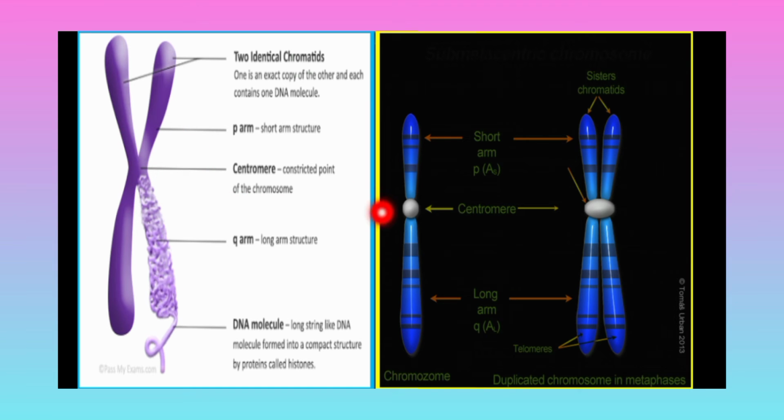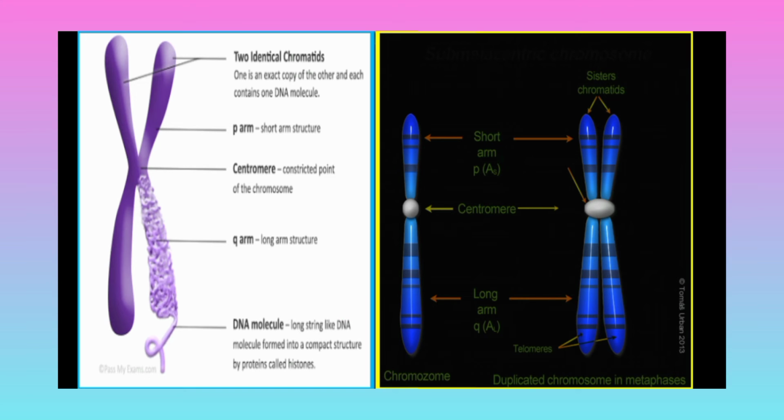So it is a constricted type of point, and if we untangle this chromosome, it will become like a thread type of fiber. So these are the DNA type of molecule. So this string is a long string like DNA molecule. It will have a compact structure of proteins, which are also known as histones.